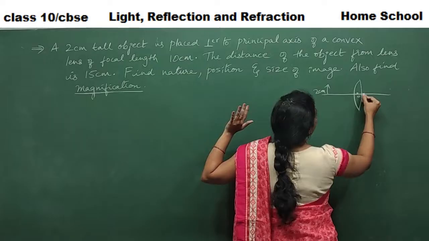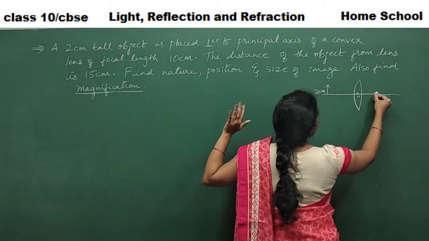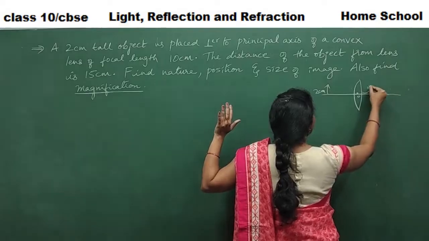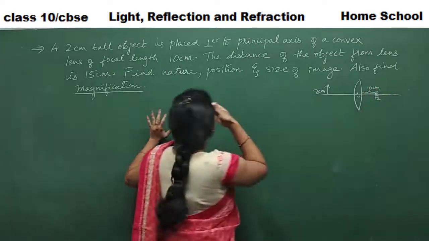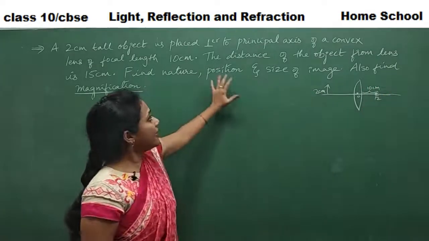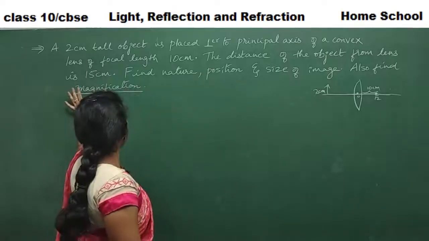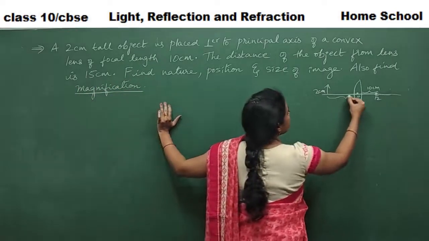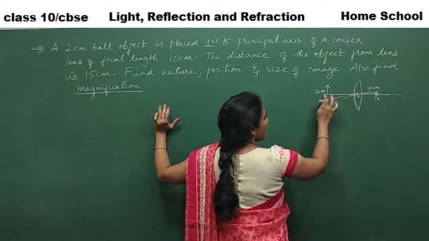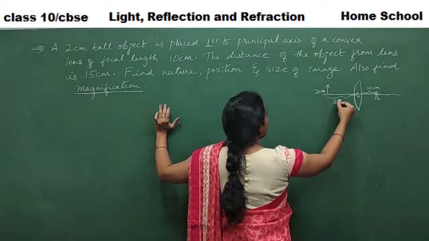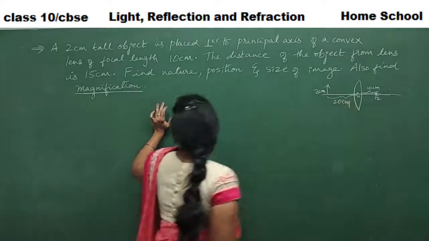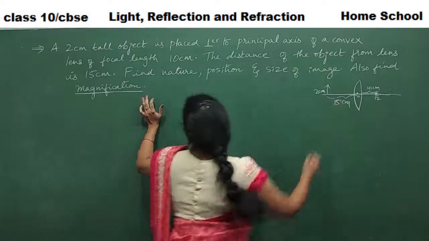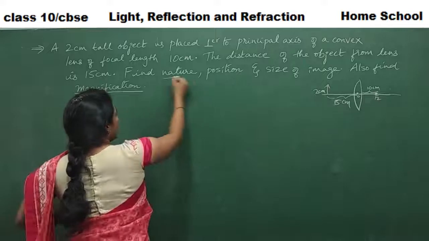Okay, so for the convex lens, this is the focal length. F2 focal length is what we consider, no? So 10 centimeter is the focal length. The distance of the object from the lens is 15 centimeter. So what is this distance? The distance between the optical center and the object is how much, guys? It is 20 centimeter. Sorry, 15 centimeter. Find the nature.